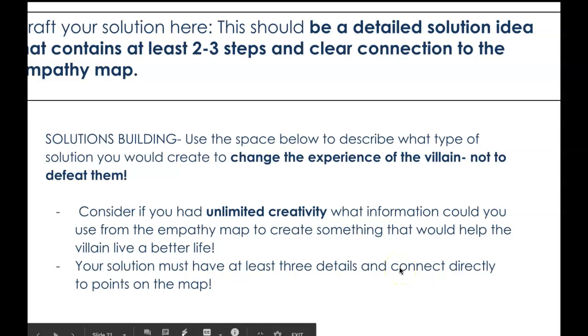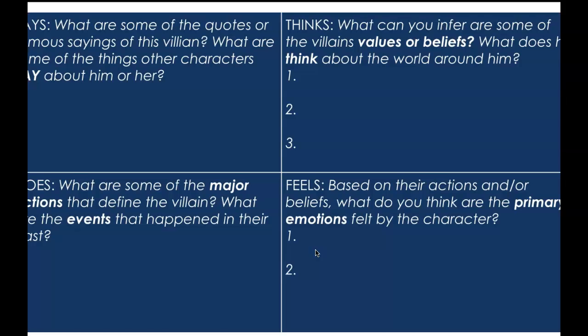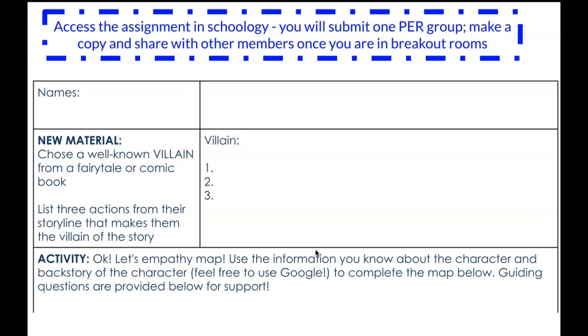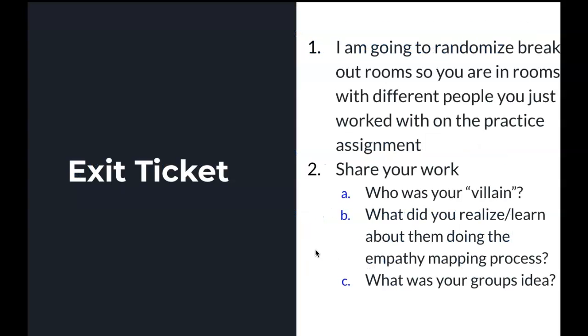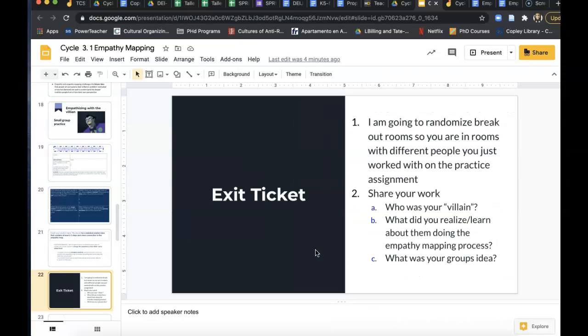And then based on this empathy map, you're going to do some solutions. It should be a detailed solution, an idea that has at least 2 to 3 steps. Basically you're trying to, instead of defeat the villain, empathize with the villain. Use this space to describe what type of solution you would create to change the experience of the villain, not to just defeat them. If you had unlimited creativity, what information from the empathy map could you pull to create something that would actually help the villain live a better life? So, villain, empathize, solution.